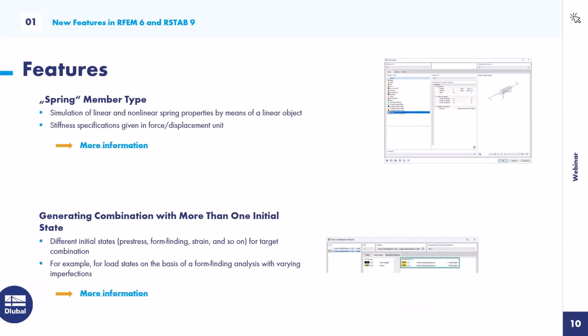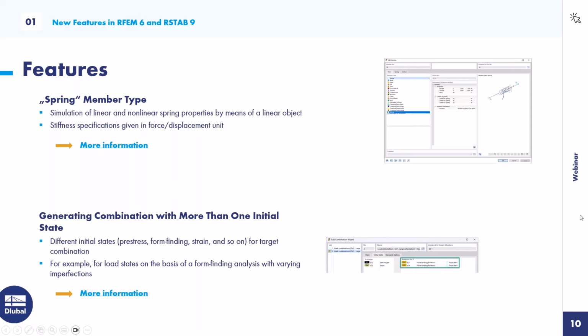Next feature, Spring member type. Yeah, you can define a spring constant, for example, yeah, and usually that's force divided by displacement.